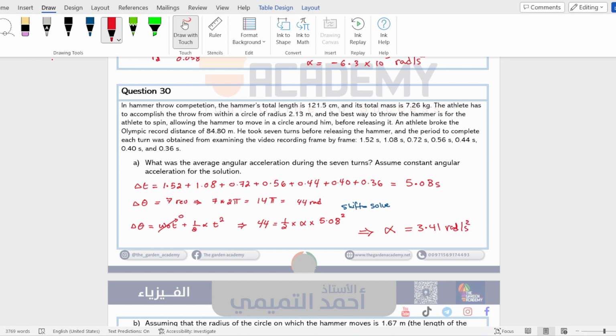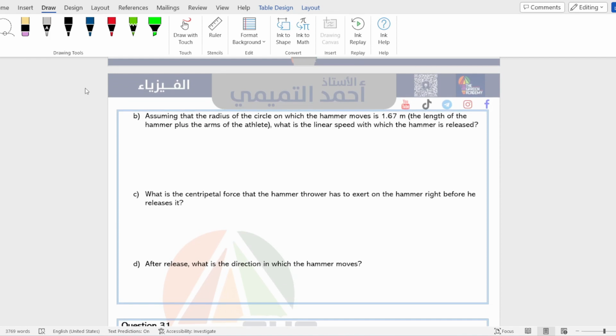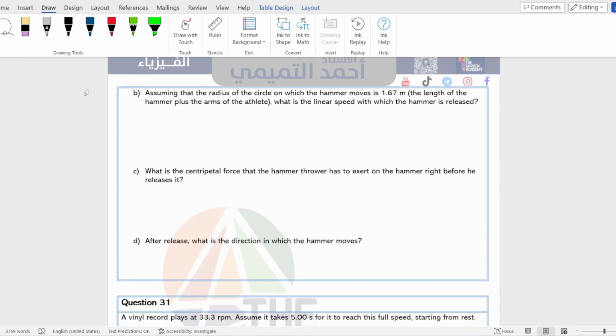Now, let's go to the second part, B. Assuming that the radius of the circle on which the hammer moves is 1.67 meters, which is basically the length of the hammer plus the arms of the athlete, what is the linear speed with which the hammer is released? We want to find the linear speed. How can we do that? First of all, we have to find the final angular velocity. Then, by finding the final angular velocity, we can find the final linear speed. Then we start by finding omega final by using this equation. Omega final is equal to omega naught plus alpha times t.